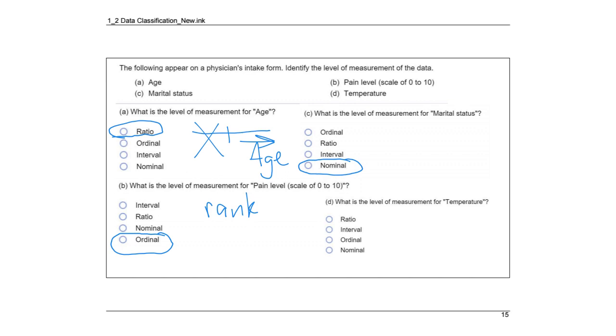And then finally, what is the level of measurement for temperature? So remember, it would be bad news if we had 0 or if we had negative temperature, but we could. 0 doesn't mean no temperature. You still have a temperature, it's just 0 degrees. If you get even colder, it's negative degrees. Okay, so temperature is always going to be interval.